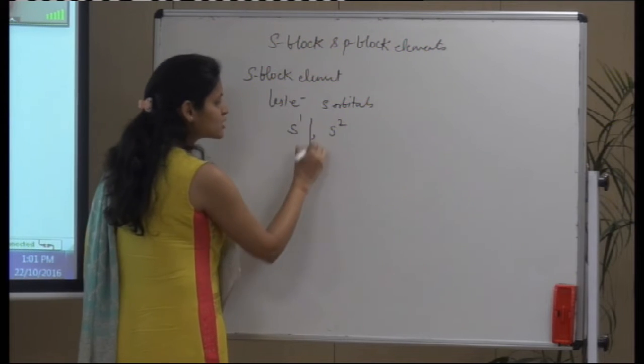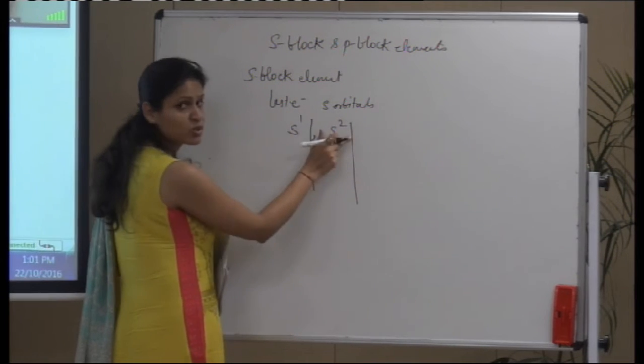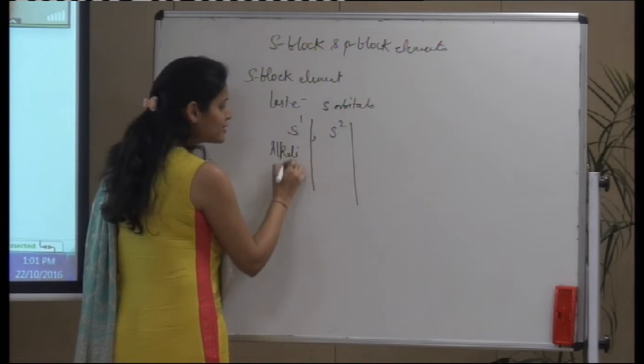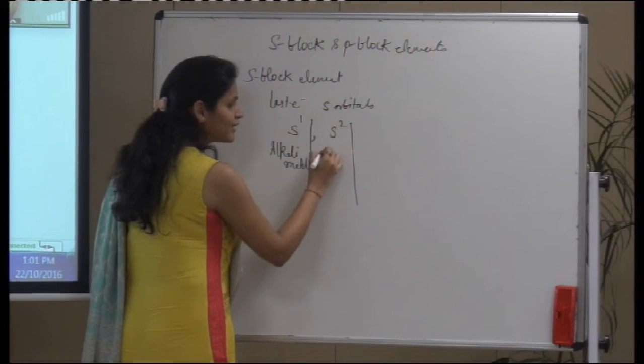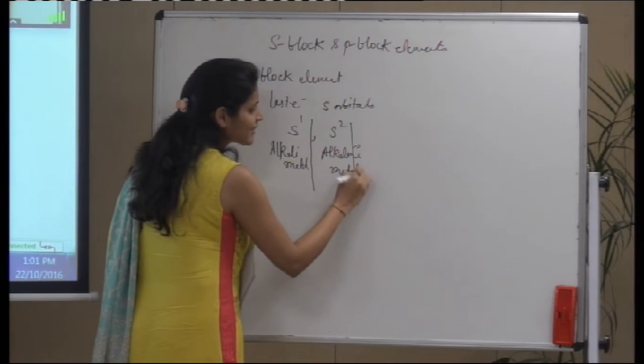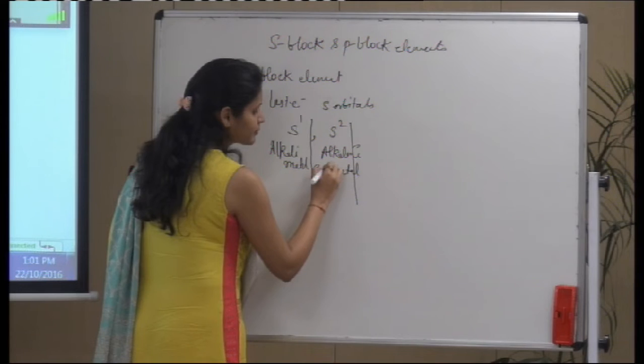Then on the basis of S1 and S2 configuration in the outermost shell, the S block elements are further divided into alkali metals and alkaline earth metals. What is the difference between alkali and alkaline earth metals? Anyone?